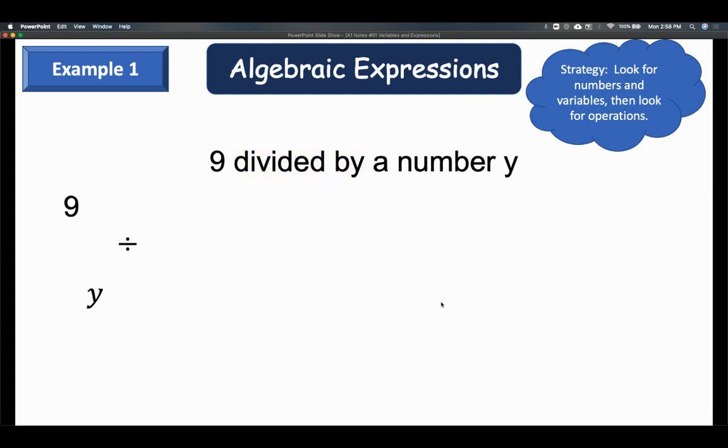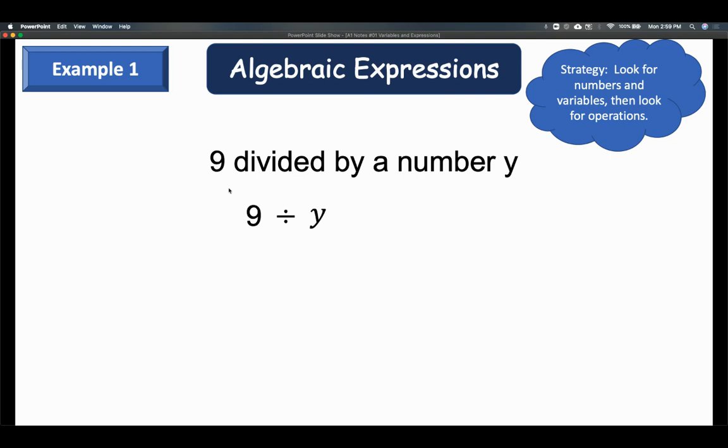So I put 9 divided by y. Now, most of the time, the place where people mess up, if they mess up, is that they flip-flop this. They put y first and then the 9. The order does matter. So the vast majority of the time, you're just going to write the quantities in the order that you see them.